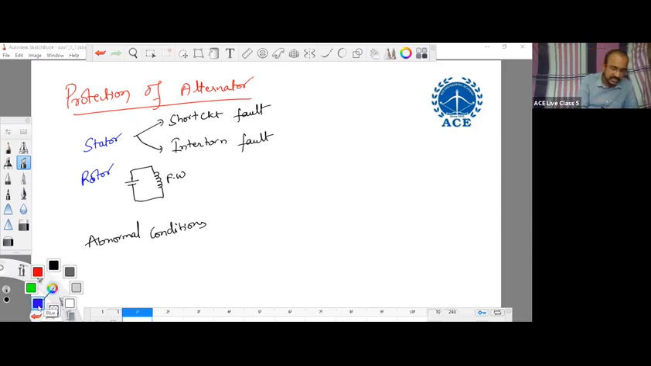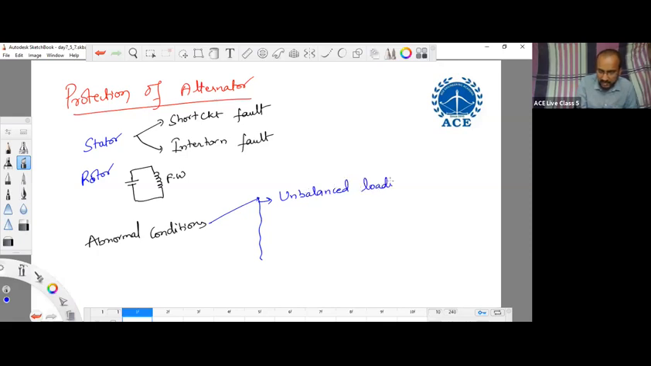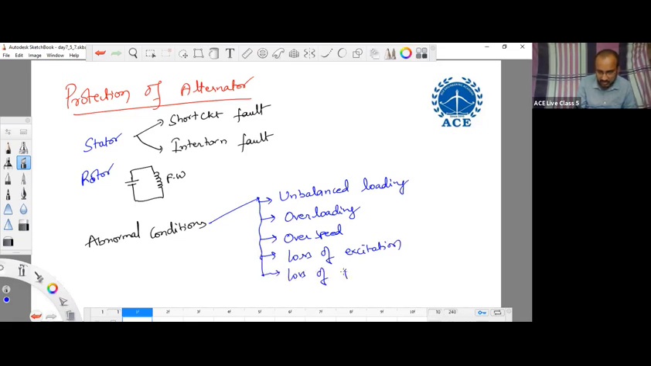So what are the abnormal conditions that the alternator may experience? The alternator is to be protected from abnormal conditions such as unbalanced loading, overloading, overspeed, loss of excitation, and loss of primary input or mechanical input. We need to discuss the protection for all these aspects.